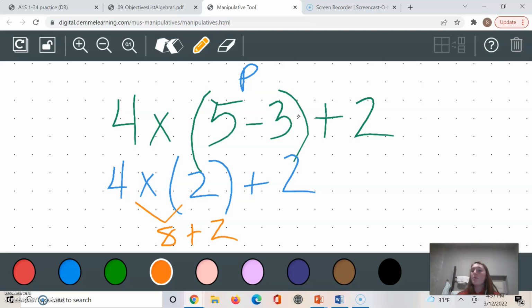Now you can get rid of the parentheses here because the multiplication kind of cancels out the parentheses, so we just drop down to get our 8. And then what is our last step? What is the last mathematics symbol that we see? Yes, it is the addition, which would give us 10.